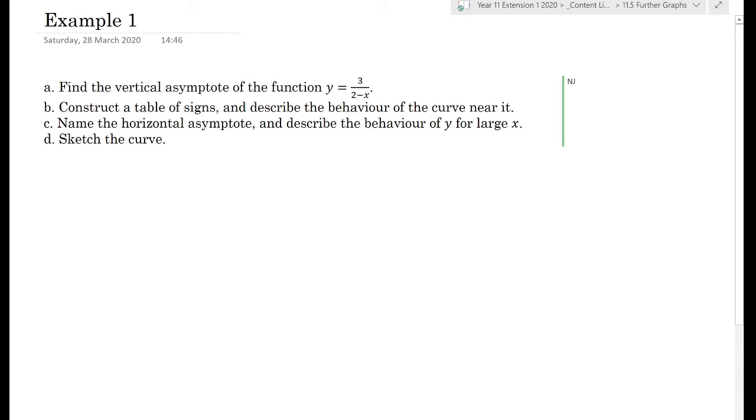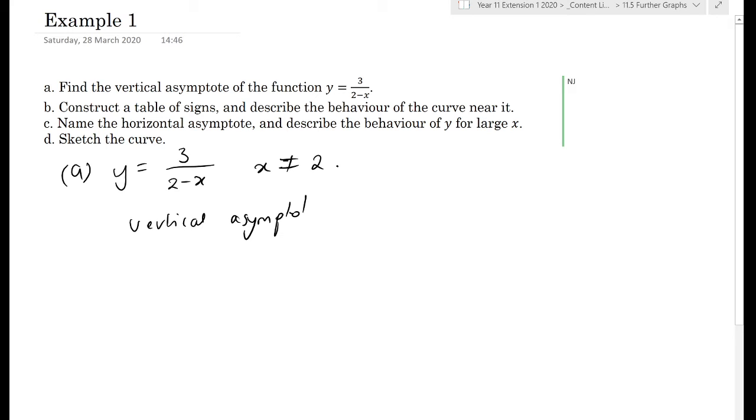Find the vertical asymptote for the function y is equal to 3 over 2 minus x. This is part A. So x cannot be equal to 2. So the vertical asymptote is when x is equal to 2. Construct a table of signs and describe the behavior of the curve near it.